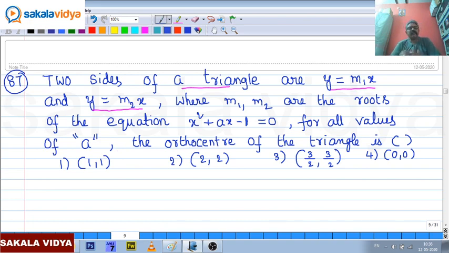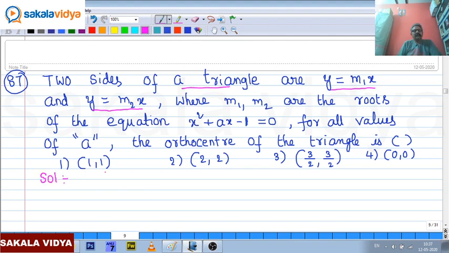That means first, if you are able to find out the product of the slopes is equal to minus 1, obviously y is equal to m1x and y is equal to m2x will be the two legs of a right angle triangle. The point of intersection of these two lines will be the orthocenter. So y is equal to m1x and y is equal to m2x, point of intersection is origin. So obviously origin will be the answer. So now let us check it.